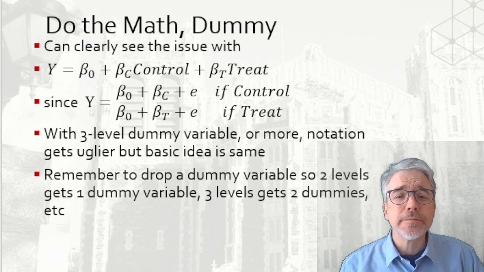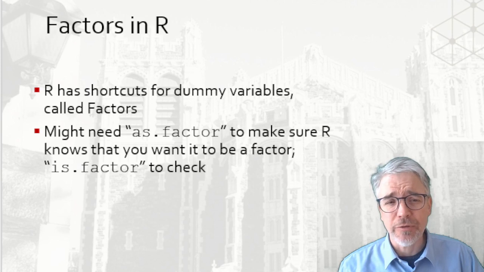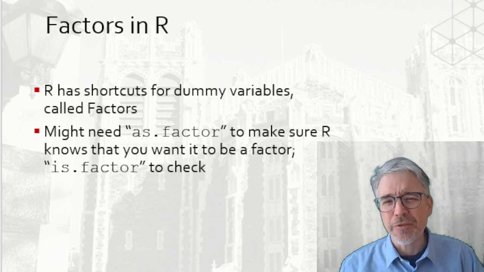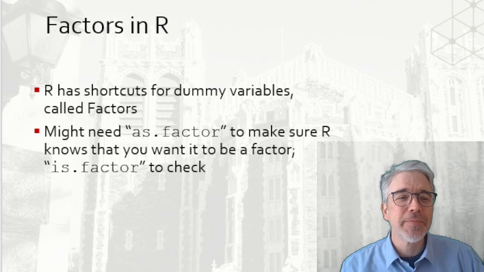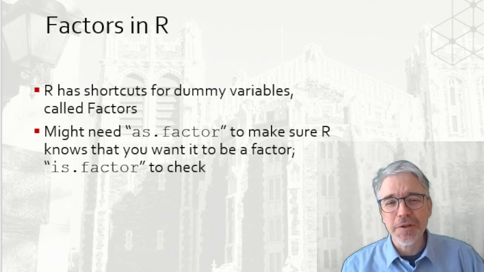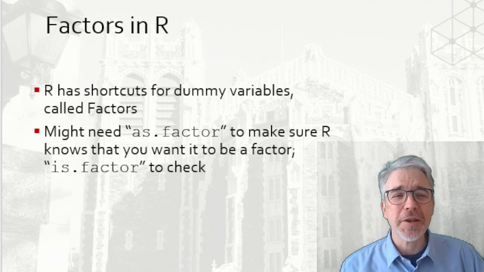Now R calls these factors instead of dummies. Probably is a better word. Dummy just sounds so whatever. But we've talked before, statisticians are lousy at naming things. Anyway, R will give you shortcuts. I'm kind of ambivalent about how much you want to be using shortcuts at the beginning.